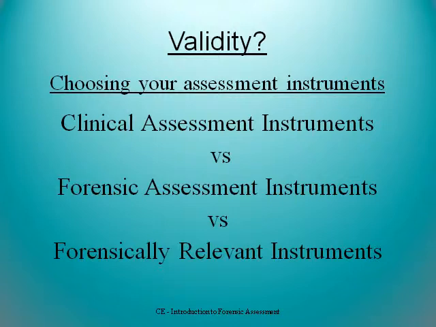Validity. Choosing your assessment instruments is important. There are 3 different classes of assessment instruments. Your classic type of clinical assessment instruments would include what sort of things? MMPI, the WAIS, the MCMI, the BDI, Beck Depression. Are you depressed? Beck Anxiety scale. All of these are clinical assessments, right?